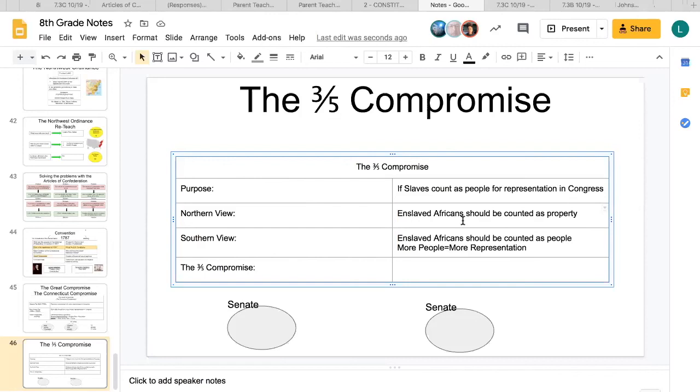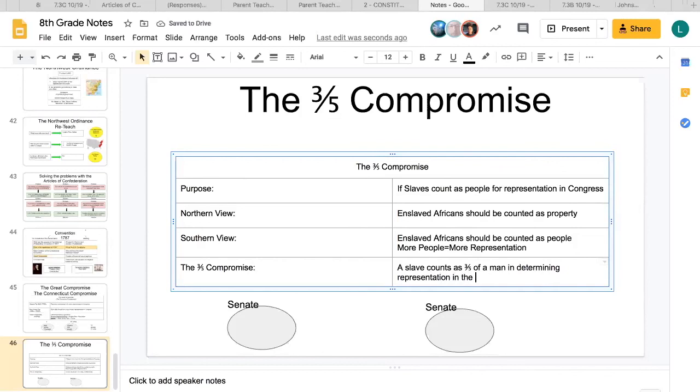So in the 3/5 compromise, can we tell that the northern United States and the southern United States are going to start feeling tension? What's the tension over? Slavery. Enslaved Africans. Thank you for saying that, Jacob. Here's the 3/5 compromise. A slave counts as 3/5 of a man in determining or figuring out representation in the House of Representatives. I'm going to put Congress. It's going to save you words, and we don't need to get bogged down.